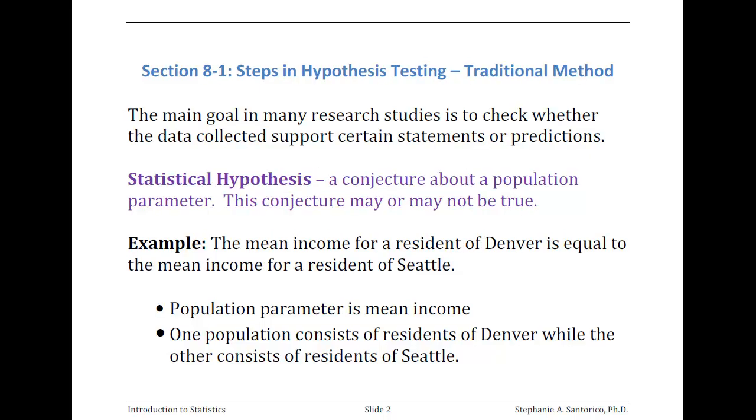So traditional method, just as a general overview. The main goal in a lot of research studies is to collect data and then to support certain statements or predictions. Right, so what is a statistical hypothesis? For us, a hypothesis is going to be a conjecture about a population parameter.